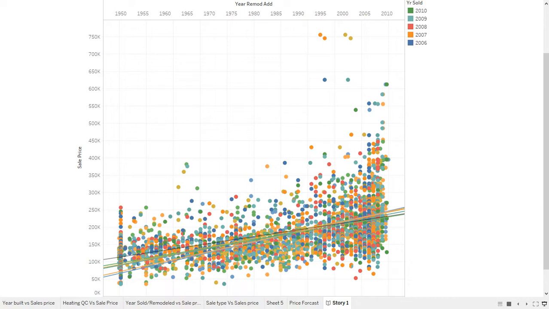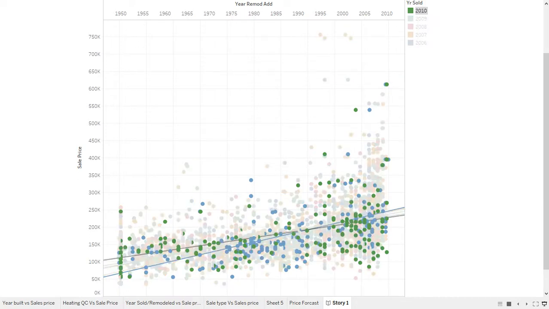Green is for 2010. If we take 2010 for example, and look at this house that was built in 1940, remodeled in 1950 and sold in 2010 for $244,000. And this house was built in 1966, never remodeled, and was sold in 2010 for $122,000. We see the difference.